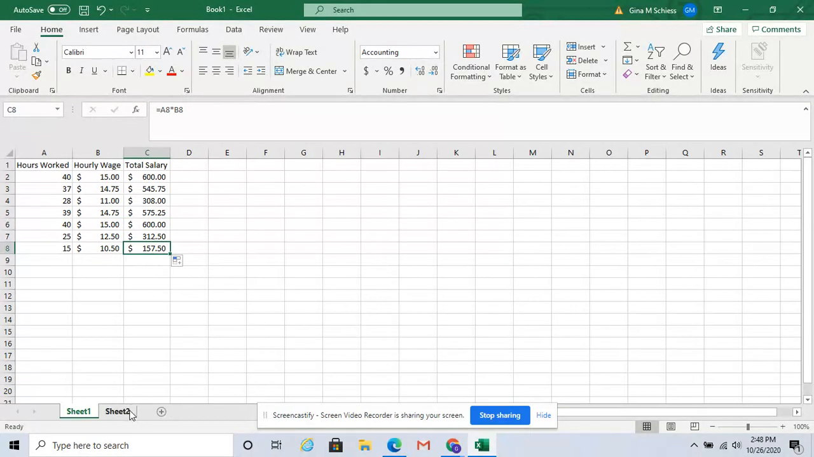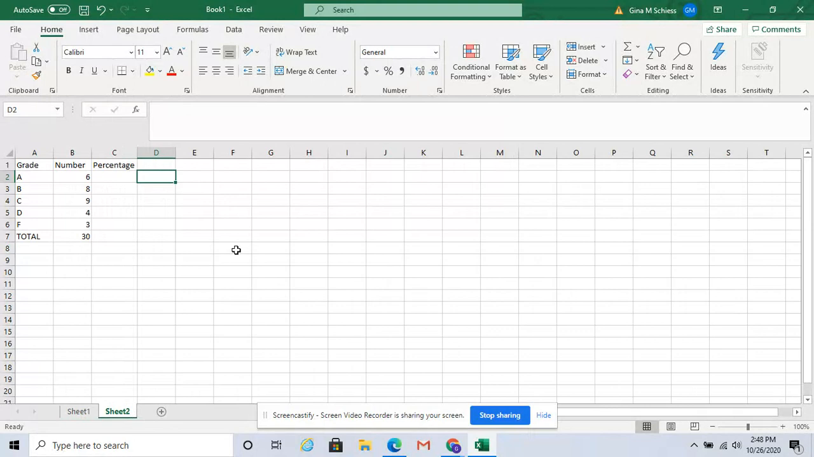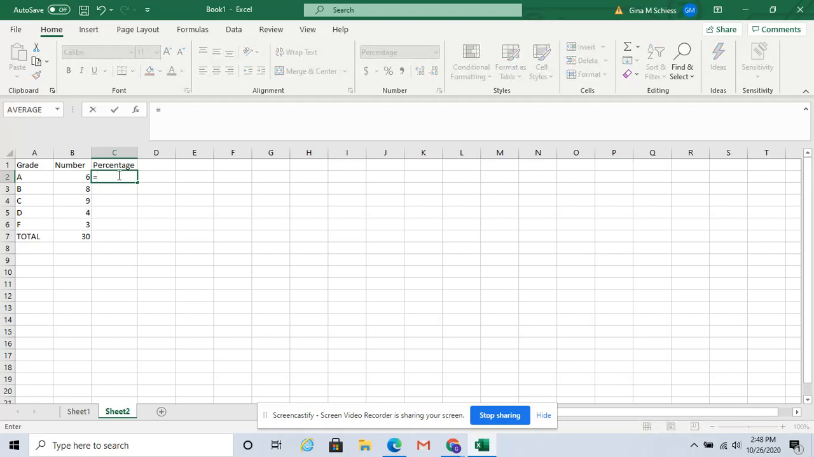Now let's look at the second worksheet. Here we have a distribution of grades: how many A's, how many B's, how many C's, and a total. Say we have 30 in the class, and we want to know the percentage of A's and the percentage of B's out of that entire class. So again, we do a formula: you take the number and divide it by the total. We click that in. So we have 20% A's in the class.